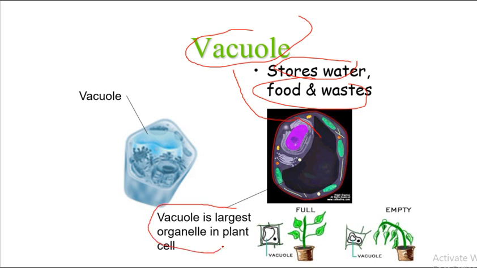It is the largest in the plant cell, and as you can see, when these vacuoles are filled with water, the cells become turgid and erect, while when the vacuoles have less water, the plants will droop. So it is important in storage of water and those salts, thus affecting the osmotic pressure of the plant cells.